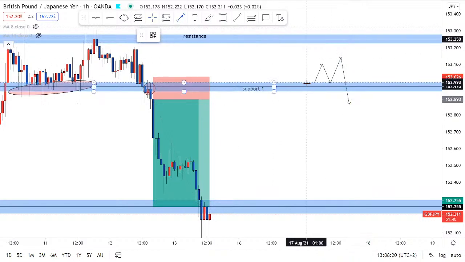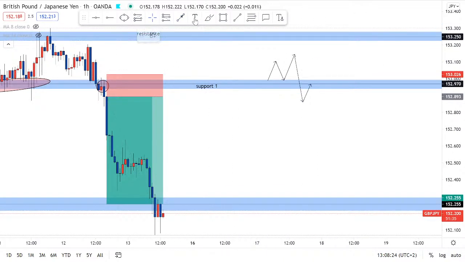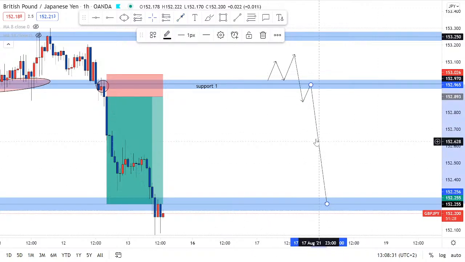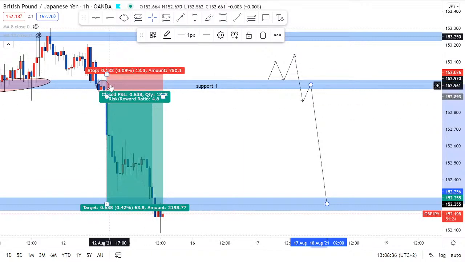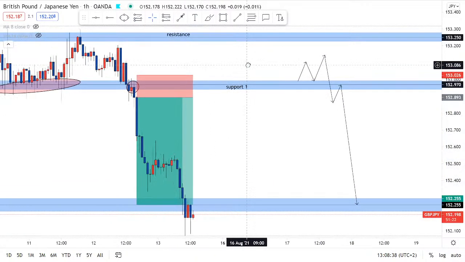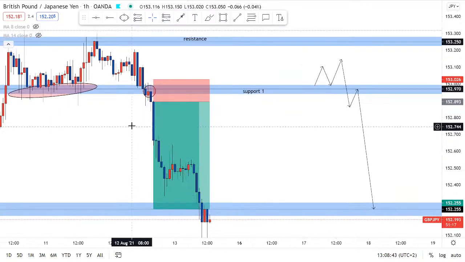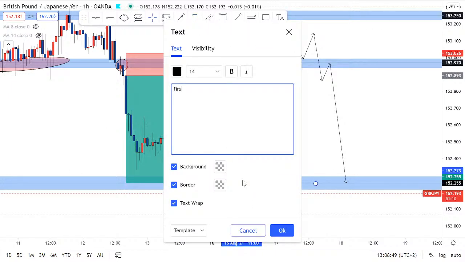After the market broke down our support, it came to retest this support again, and now we're looking for selling opportunities. But we didn't just get a retest, we got more confirmation, because as you can see the market broke below and printed a bearish engulfing, and after that it came back to retest this support and came to our first TP.